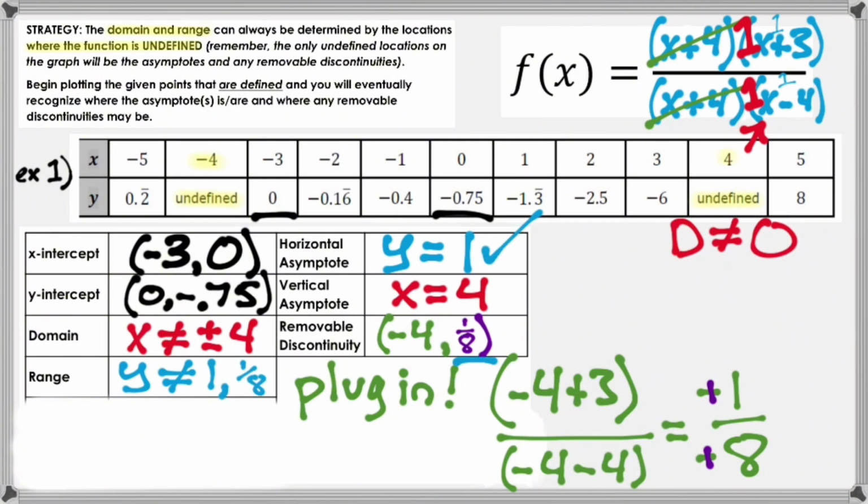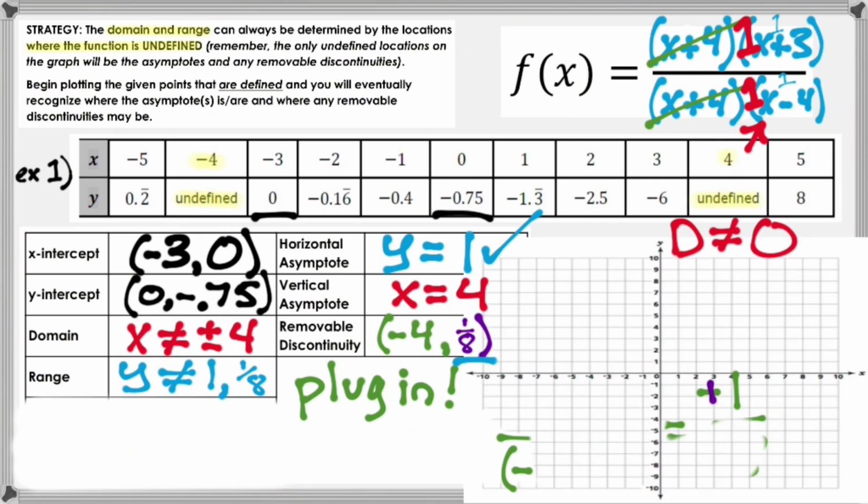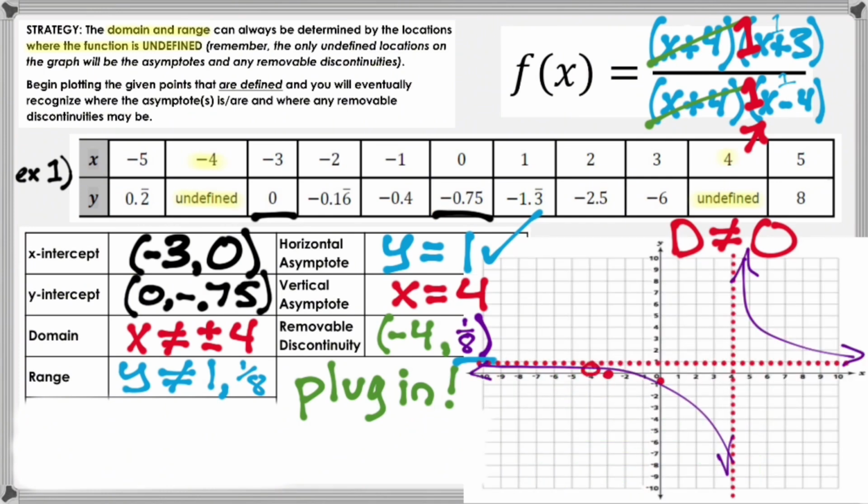This information gives you enough to establish your range. You cannot have y equaling 1, because that was your horizontal asymptote, and you cannot include the y value of your removable discontinuity, which was 1/8. So we have enough information to now graph the function, and it would look something like this.